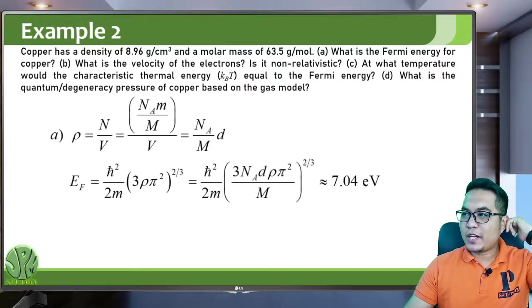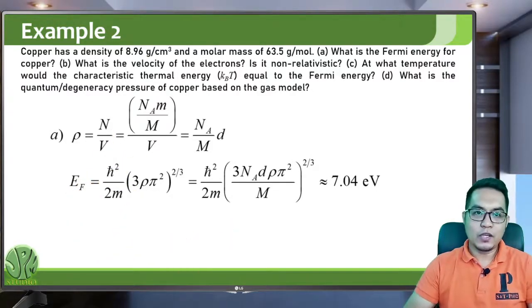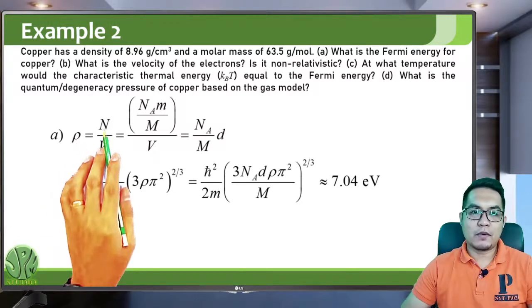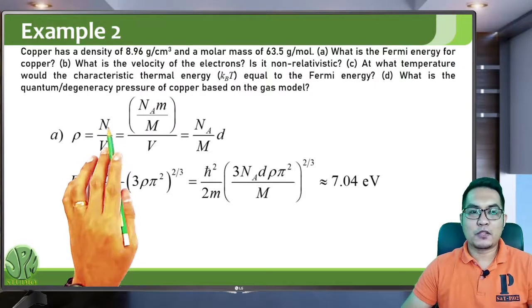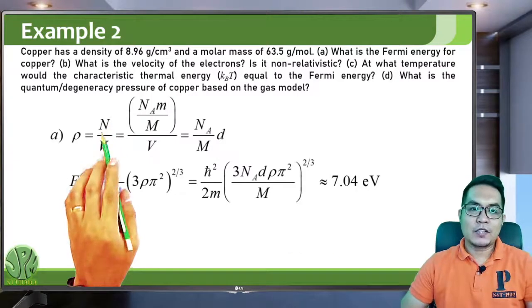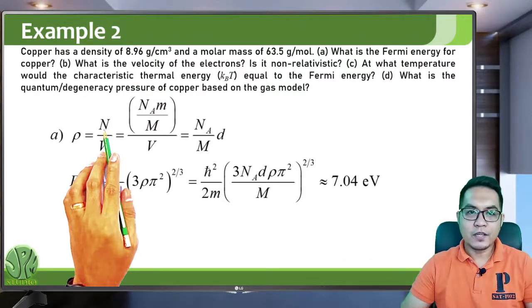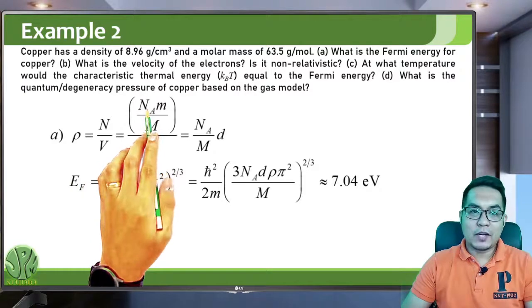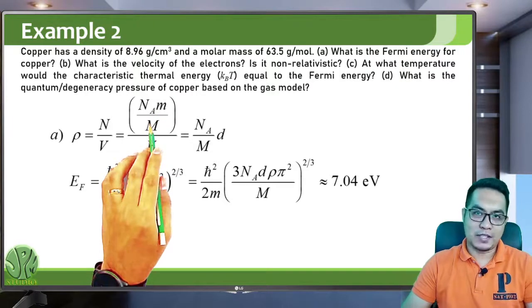So we use the Fermi energy formula. But before we can use it, we need to first know the free electron density, rho. It's supposedly Nq over V, but we will assume that q is equal to 1. There's one valence electron per atom, so it's just N over V. N is the number of atoms. How do you find the number of atoms in your copper? You multiply Avogadro's number by the mass of the copper divided by the molar mass.